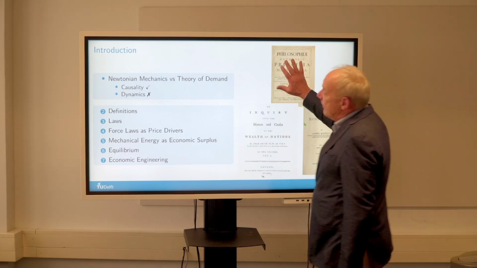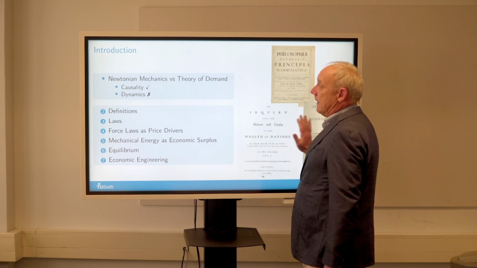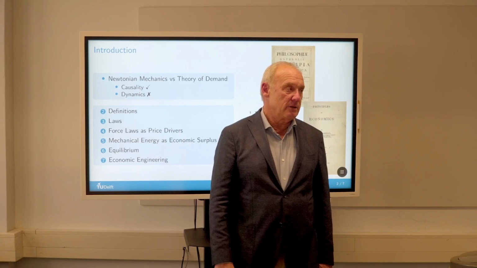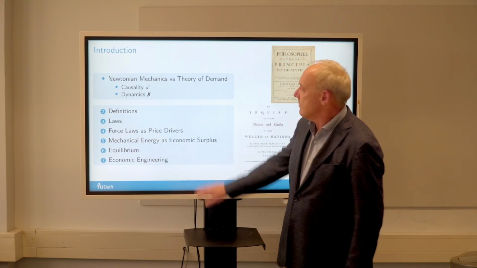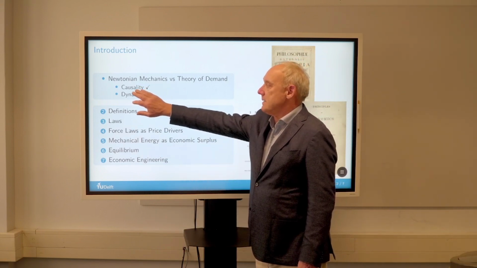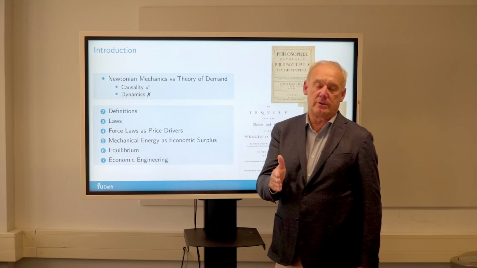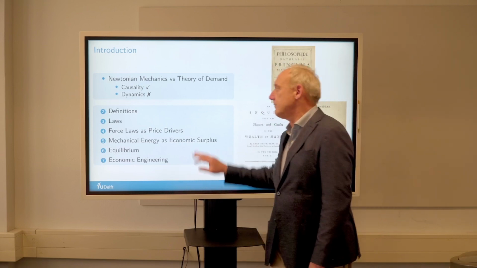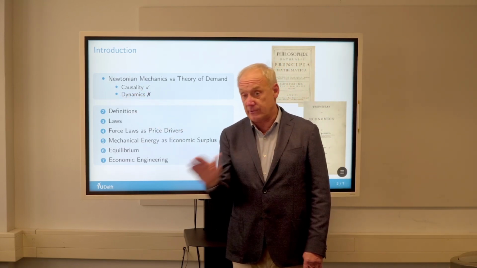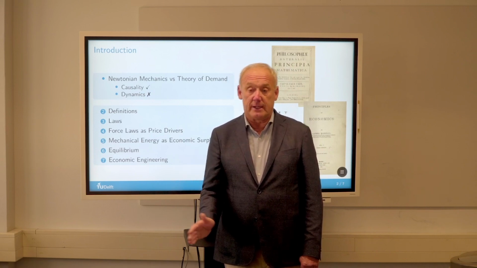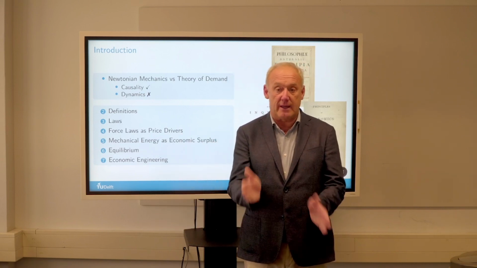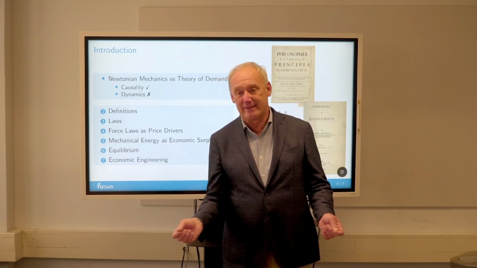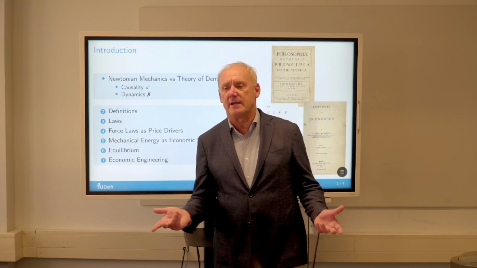Anyway, if I compare Newtonian mechanics versus the theory of demand, there are 2 points I want to make about the comparison. The first point, and this is important, is that both theories are what we call causal. A causal theory is one where there is a cause and an effect. And many economic theories are not causal. In particular, almost all of econometrics is not causal. It looks at correlations, things that happen together, but you don't necessarily identify one as the cause of the other. So you hypothesize that later.